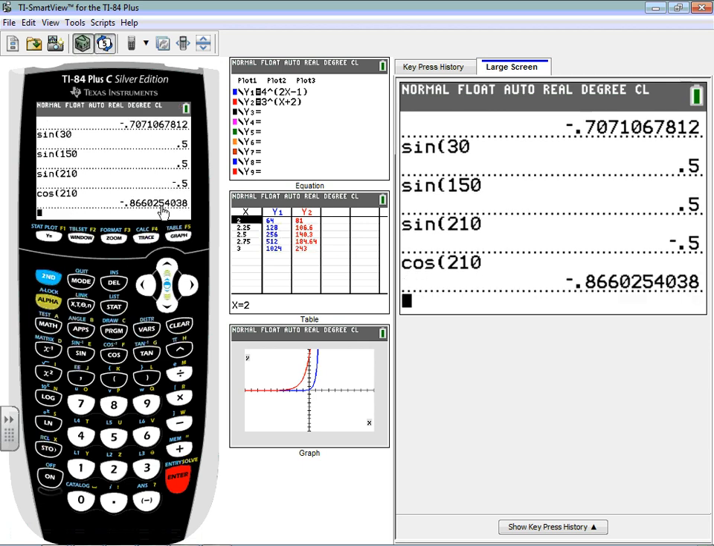So if you want to now confirm that you've done this correctly, you need to determine what is the negative square root of 3 divided by 2. And we see that we get the same decimal. That's a really good way of verifying these questions. This technique of verification will always work.